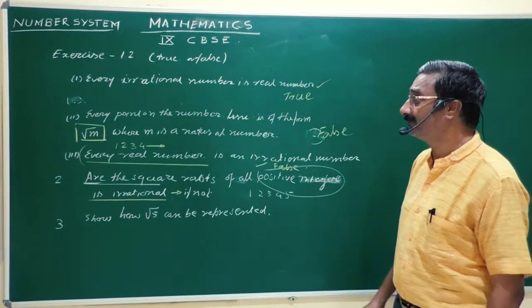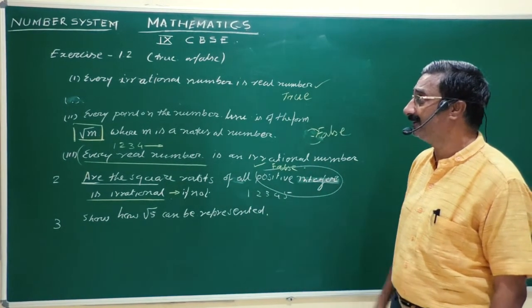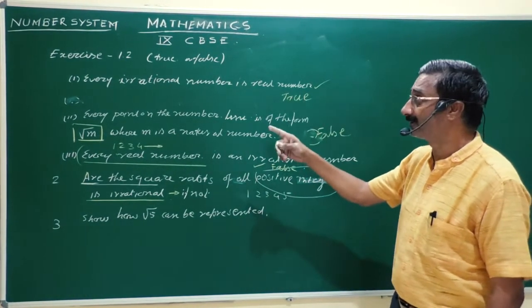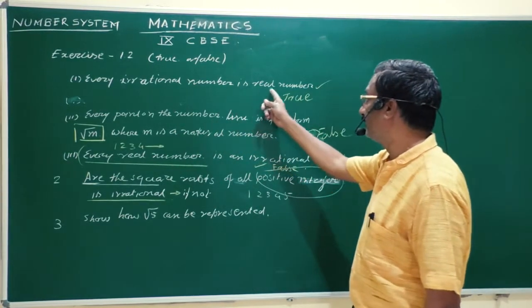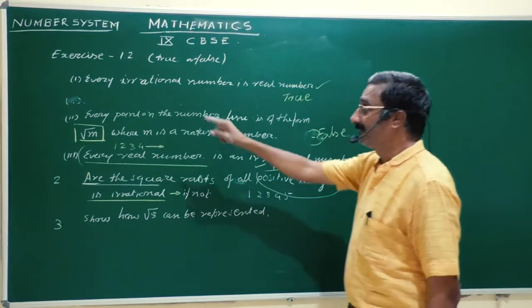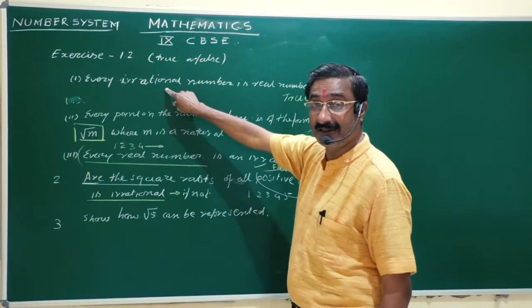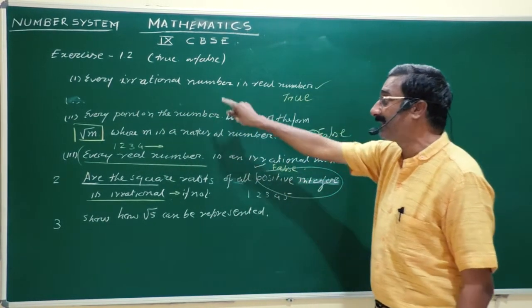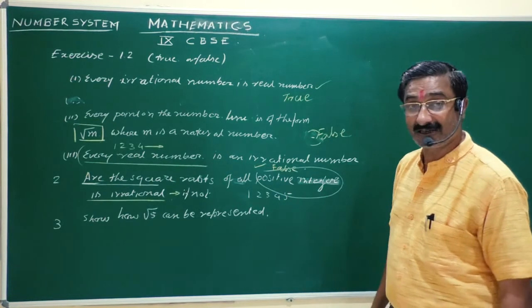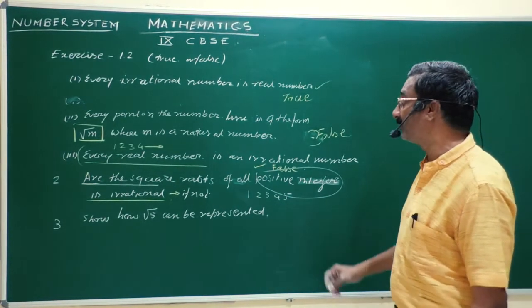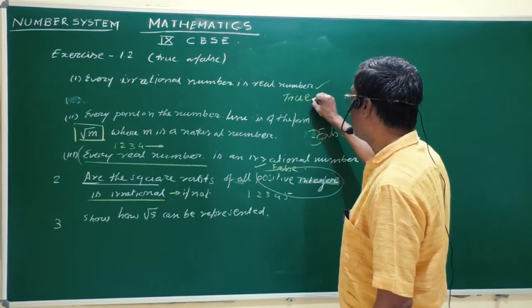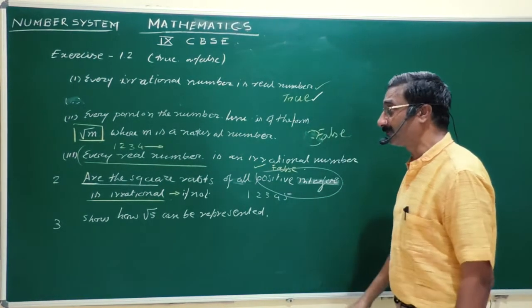Exercise 1.2. The very first question is of true and false. Every irrational number is real number. What is written here? Every irrational number, that is all the numbers are marked on the number line. We know that all the rational and irrational numbers are marked on the number line. So they all are real numbers. So the statement is true.